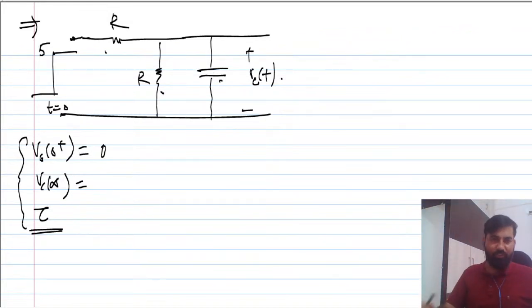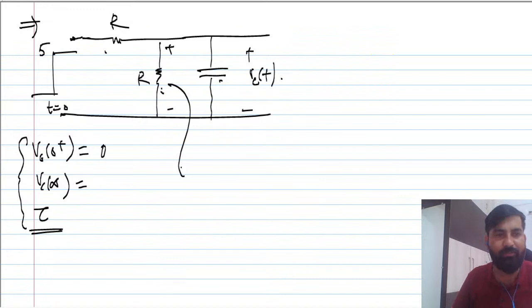So what will be the voltage across the capacitor? It will be divided across this. Whatever voltage will be here, the same voltage is across the capacitor, because this time I'm not applying the step voltage directly to the capacitor. There is a divider of R and R. What is the voltage across this resistance? It is going to be 5 into R by 2R, that is 2.5 volt.